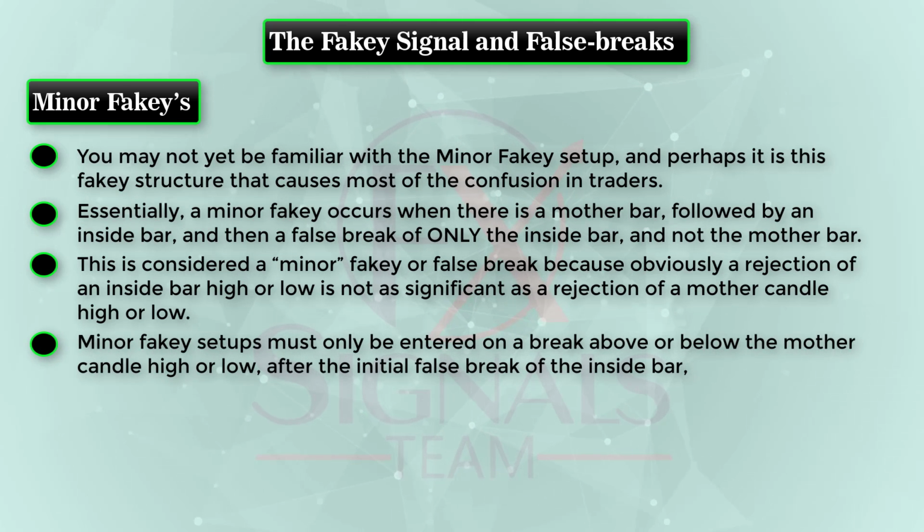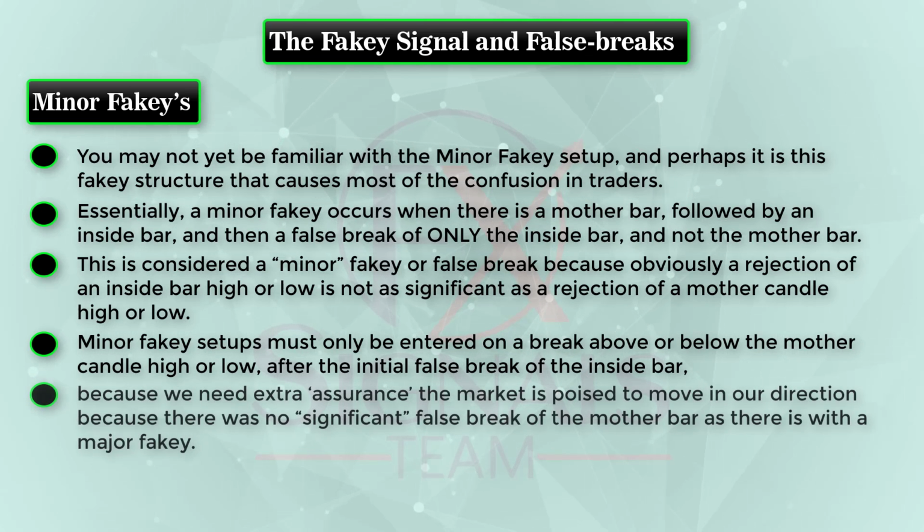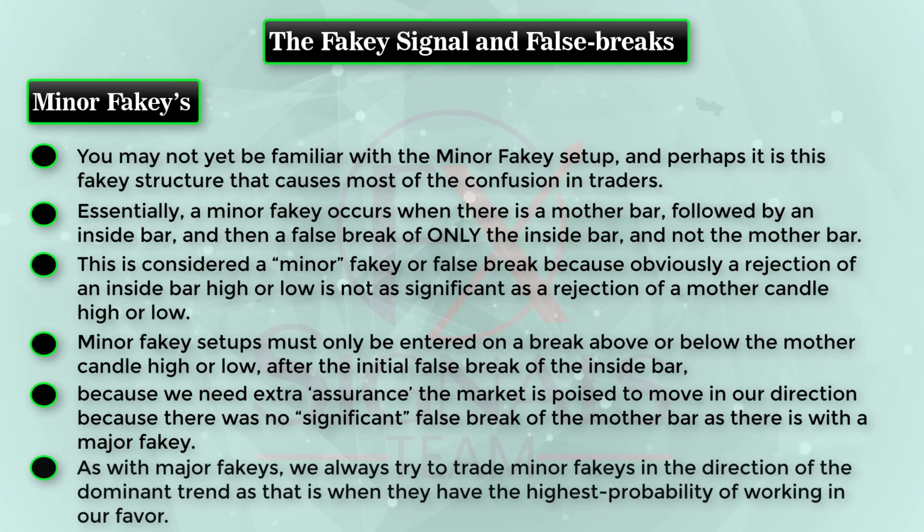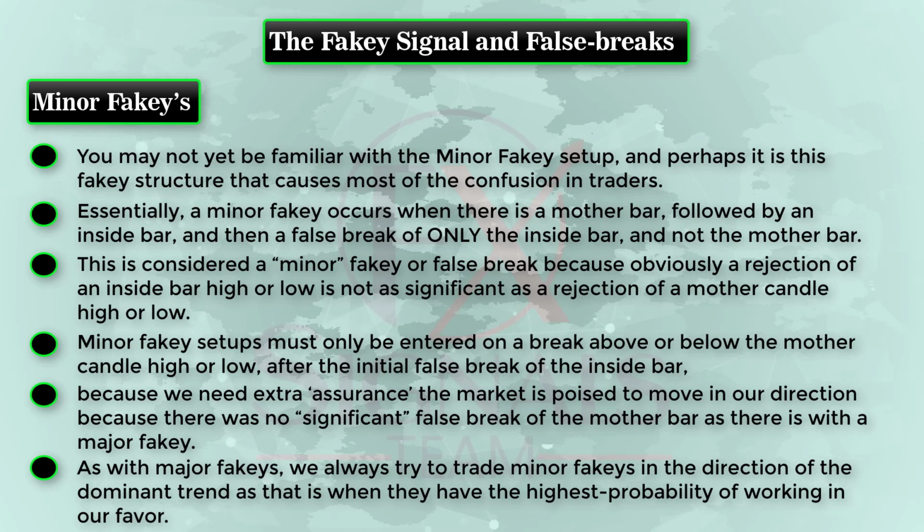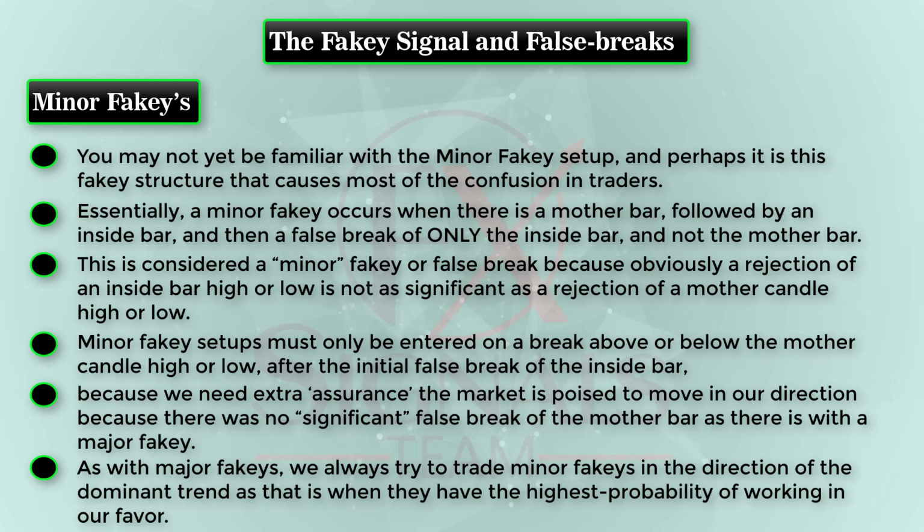Minor Fakey setups must only be entered on a break above or below the mother candle high or low, after the initial false break of the inside bar, because we need extra assurance the market is poised to move in our direction, since there was no significant false break of the mother bar as there is with a major Fakey. As with major Fakies, we always try to trade minor Fakies in the direction of the dominant trend, as that is when they have the highest probability of working in our favor.